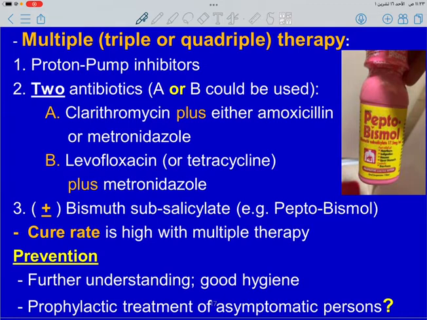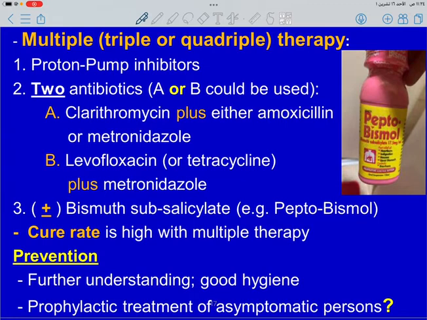شو هو المترونيدازول؟ فلاجيل. الخيار الثاني عندي alternative ليفوفلوكساسين، واحد من النيو جنريشن من الكينولونز، فلوروكينولونز، عملوه درس الكيمياء بالجنرال. تمام؟ مايكروبيولوجي. Levofloxacin or tetracycline plus metronidazole.